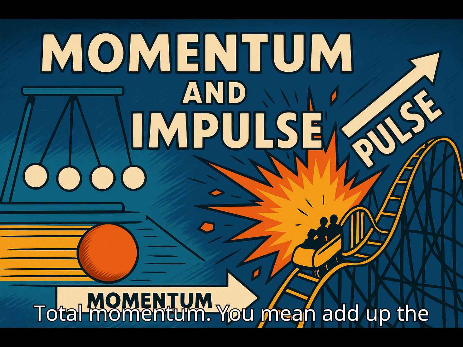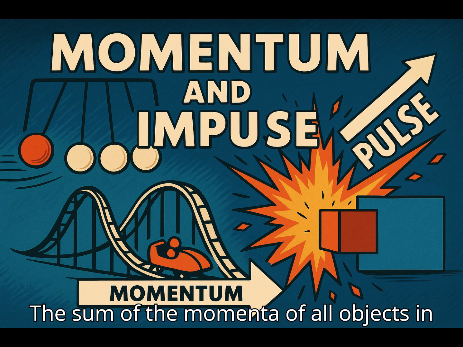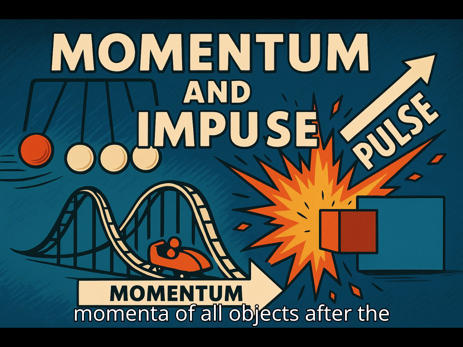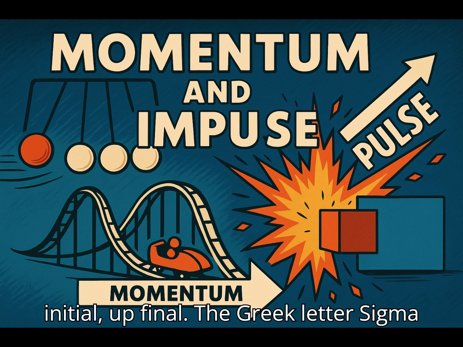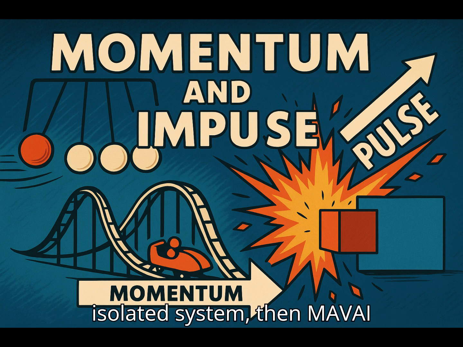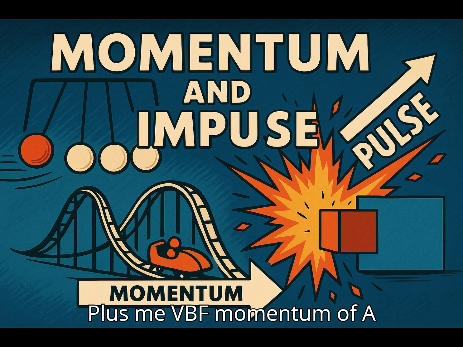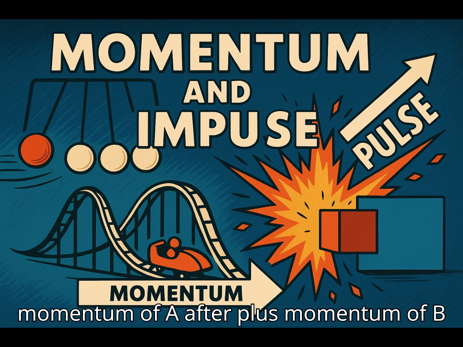It's conserved. Total momentum, you mean add up the momentum of everything in the system? Yes. The sum of the momenta of all objects in the system before an interaction, like a collision, is equal to the sum of the momenta of all objects after the interaction. So the equation is Σp_initial = Σp_final. The Greek letter sigma for sum of. That's the one. If you have two objects, say A and B, colliding in an isolated system, then mAvAi + mBvBi = mAvAf + mBvBf. Momentum of A before plus momentum of B before equals momentum of A after plus momentum of B after.